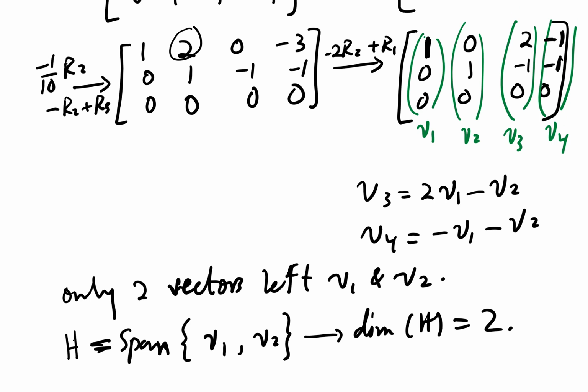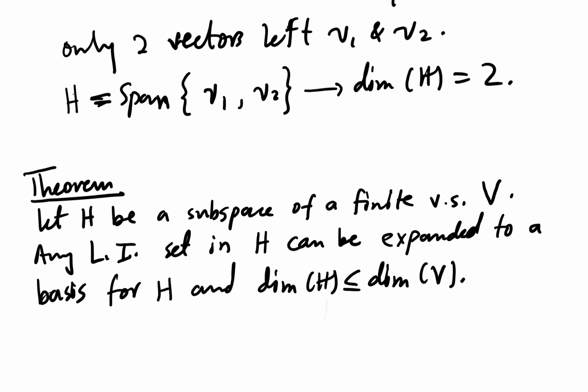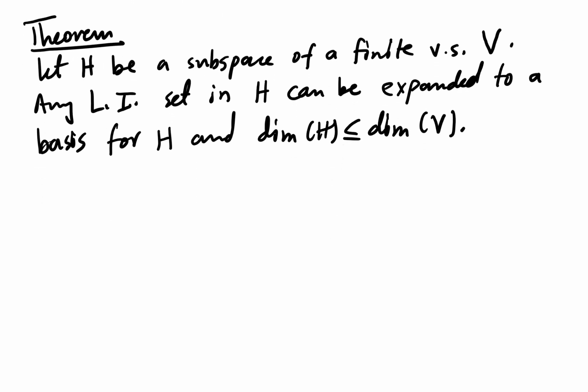So now we introduce another theorem. The theorem says, if H is a subspace of a finite-dimensional vector space V, then any linearly independent set in the subspace H can be expanded to a basis for H, and the dimension of H is always less than or equal to the dimension of V.